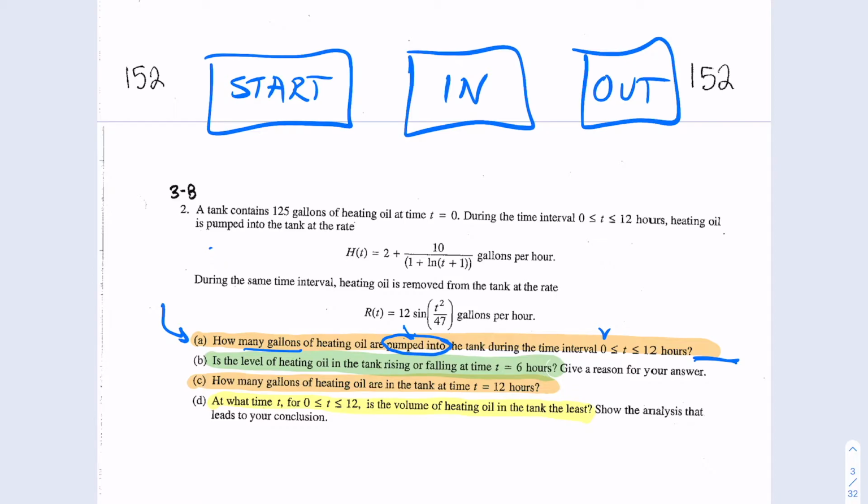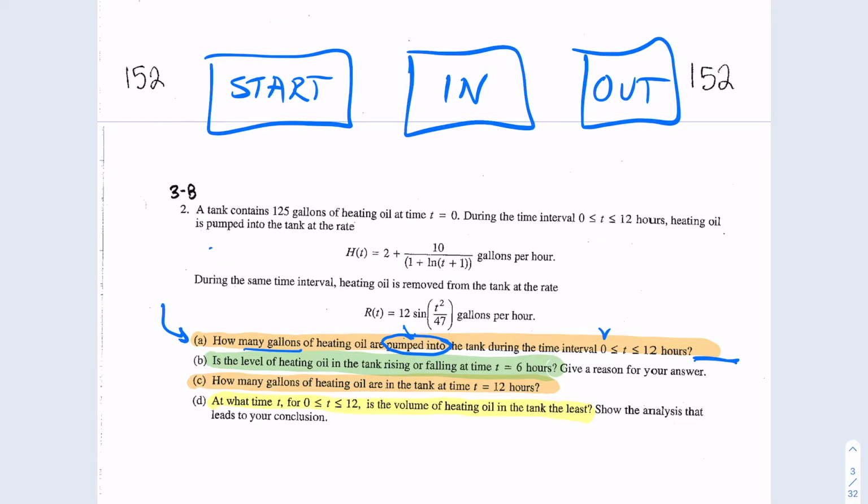So to make sense of this, we don't care about how much oil is leaving the tank, and we don't care how much oil we started out with because we're focusing purely on how much oil is being pumped into the tank. So now let's take a look at part C, okay? How many gallons of heating oil are in the tank at t equals 12 hours? So exactly at the 12-hour mark, how much oil is in the tank?